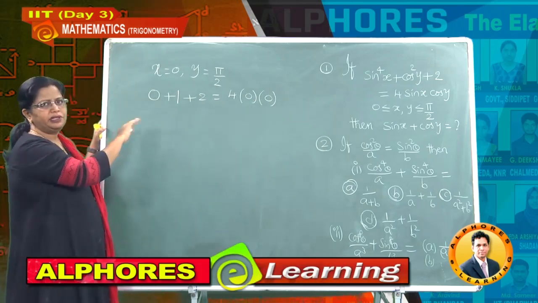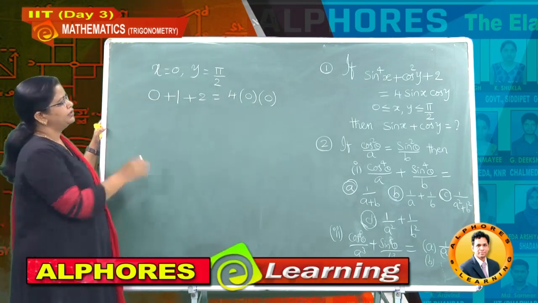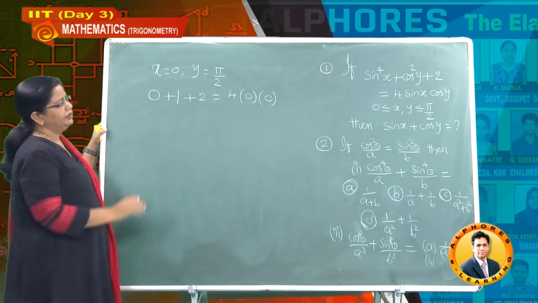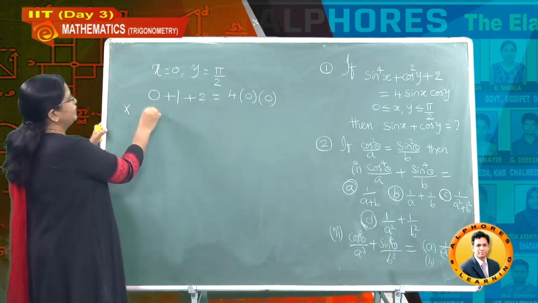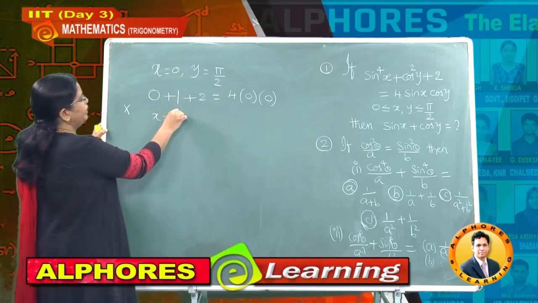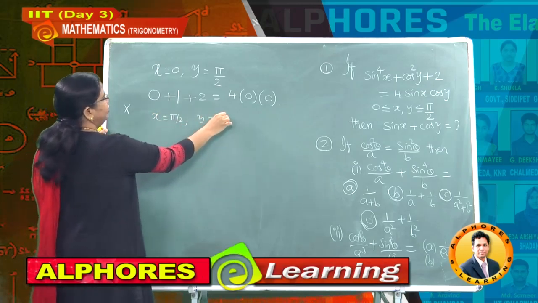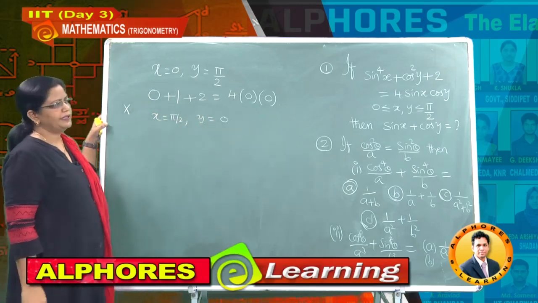That means the equation is not balancing. So you cannot take it in this way. Now again I am taking, suppose x value equal to pi by 2 and y value equal to 0. I am just reversing. Okay.